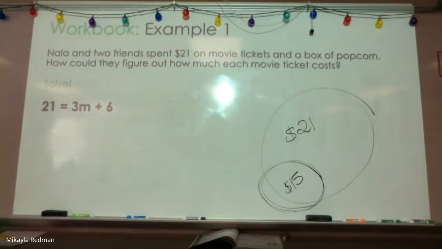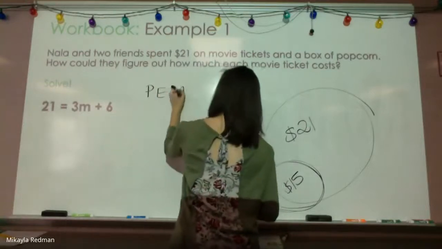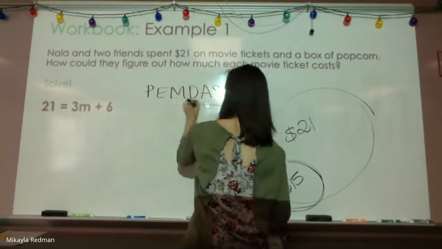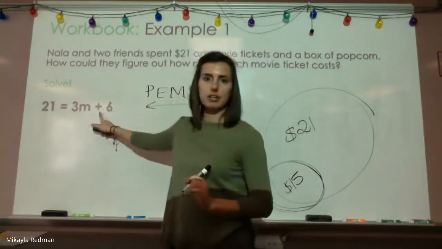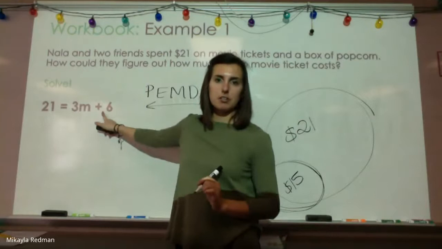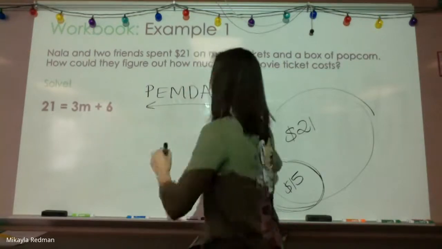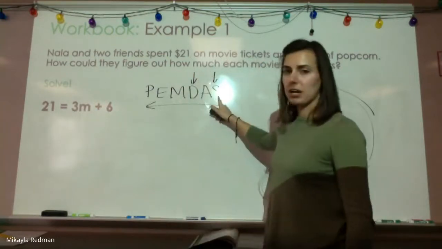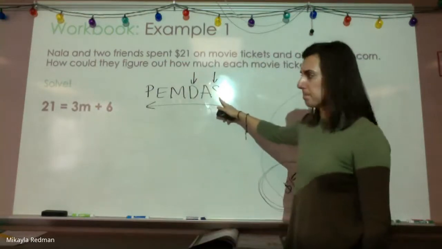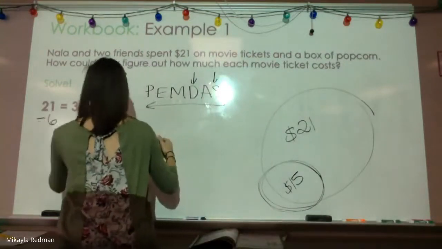So the first thing we have to do, again, we're using PEMDAS, but going in the opposite order. So here, I see multiplication and I see addition. So the inverse of multiplication is division. The inverse of addition is subtraction. So I'm using division and subtraction. Subtraction is what comes first now. So I have to begin by subtracting 6 from both sides.